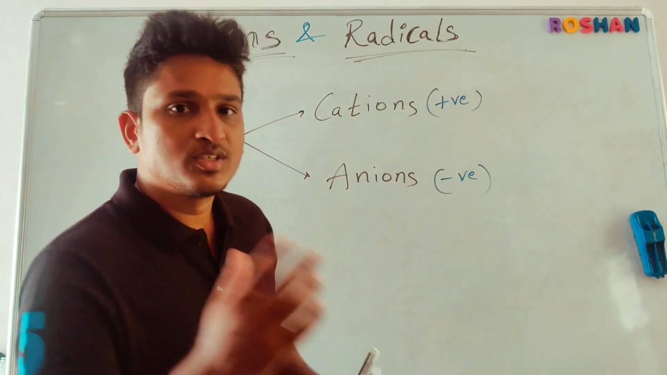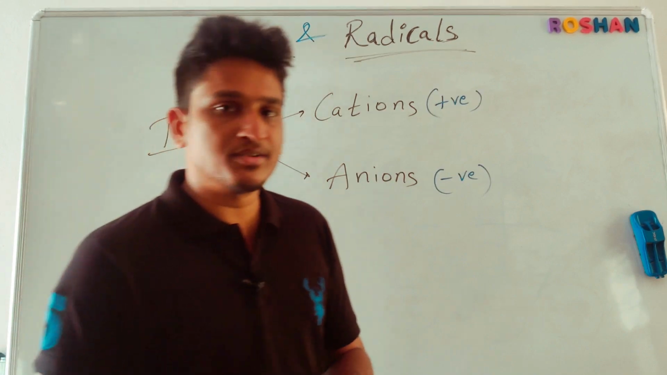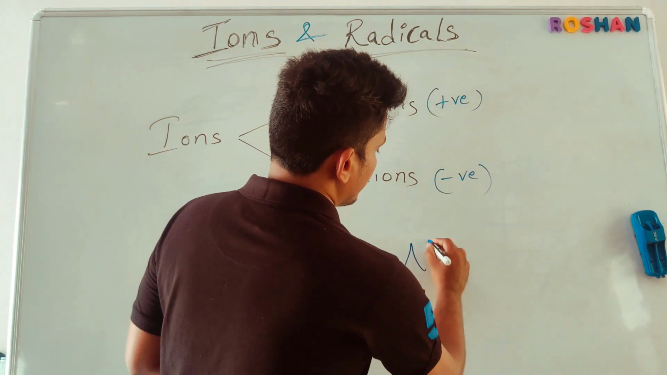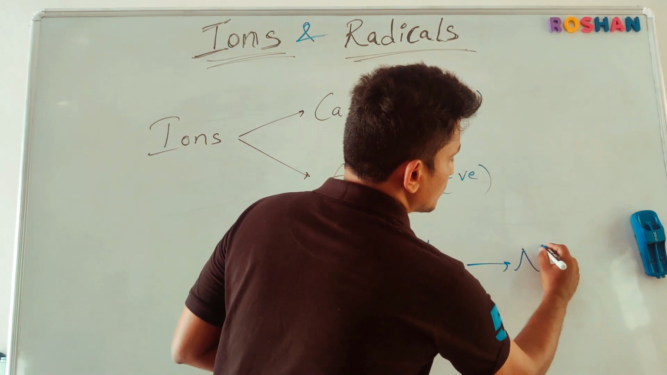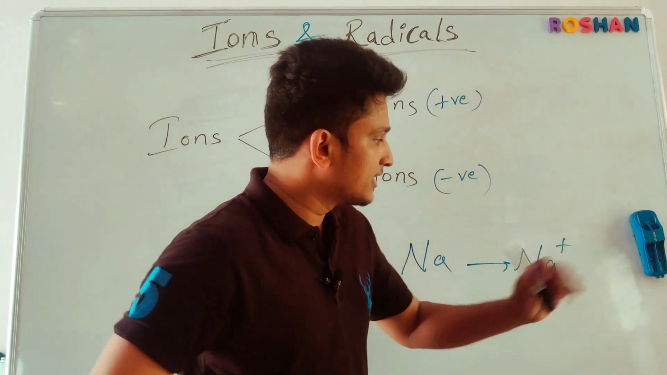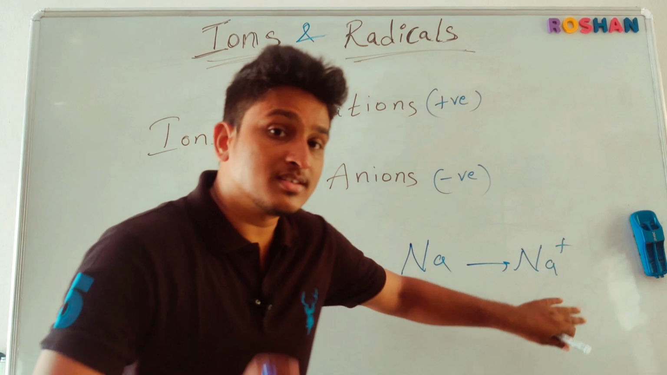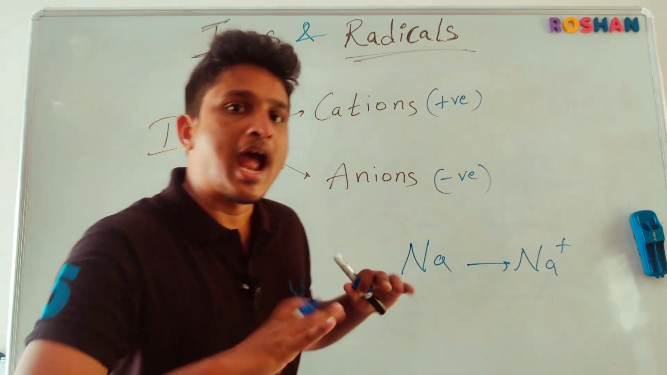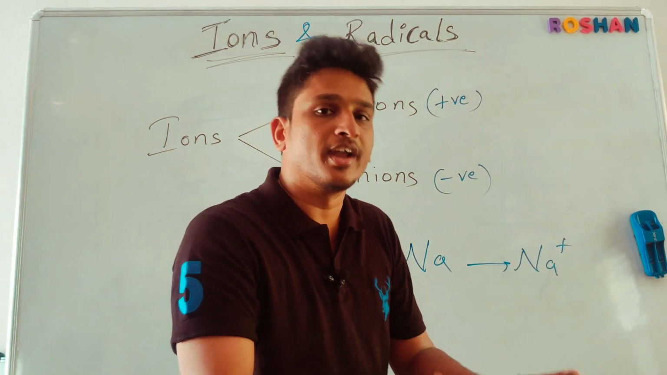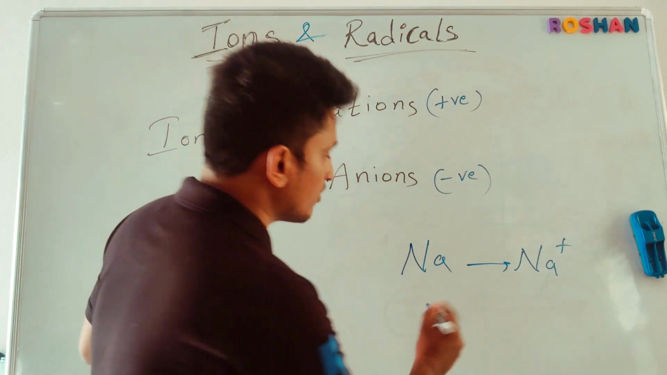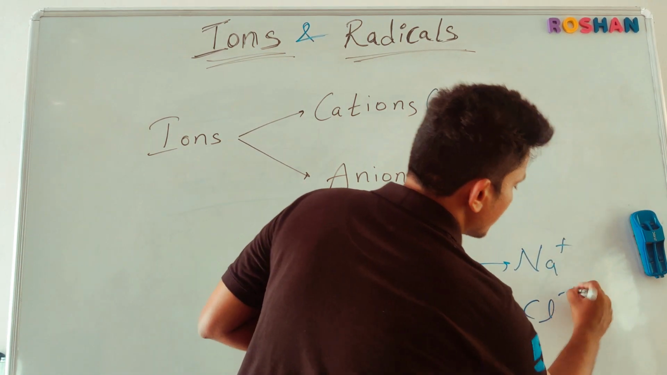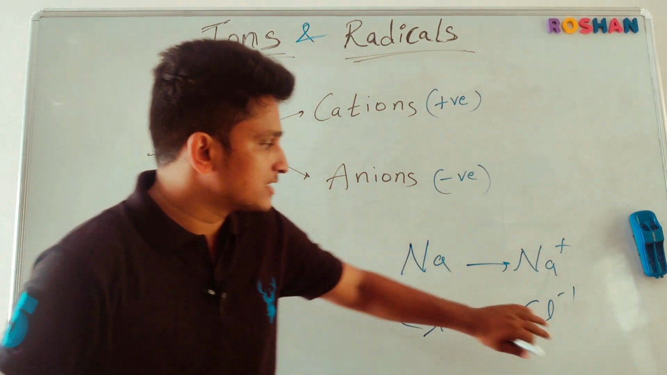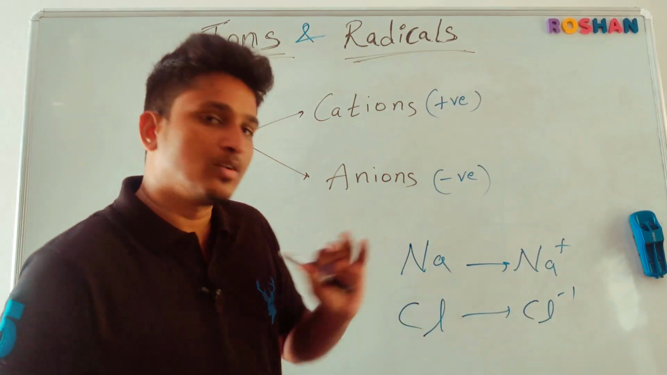For example, sodium atom. What is the element, students? Sodium, Na. Sodium, after losing electrons, becomes a sodium ion, Na plus ion. That is an ion, yes or no? So ions come from where? Atoms only. Chlorine atom. What is the chlorine symbol? Cl. After gaining an electron, chlorine becomes Cl minus. Got the clarity? So chloride ion comes from chlorine only.